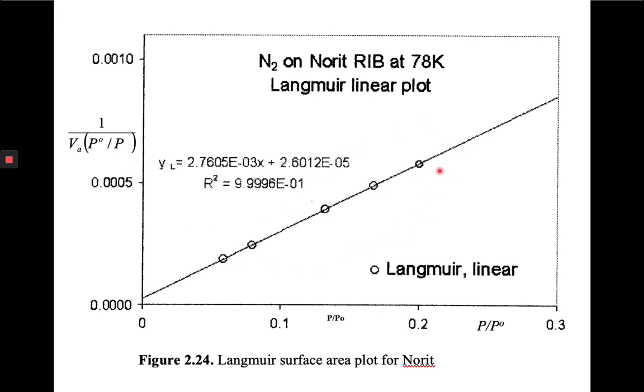So a straight line graph is produced. From the graph, determine its slope and intercept. And then calculate the Vm. Then from the Vm, calculate the Langmuir surface area. So same as BET.